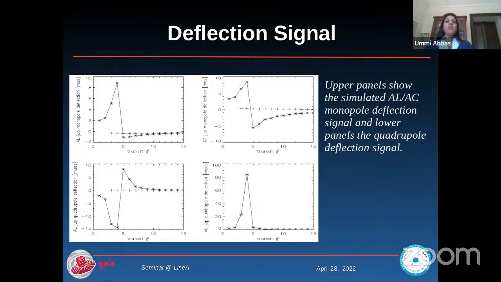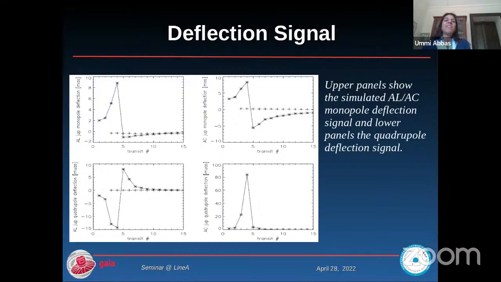The quadrupole deflection effect, which is shown in the lower two panels, is much smaller. That's only of the order of the microarc second level, and hence it is much more challenging. As shown here, in the along scan we would have to have a precision that is definitely 10 microarc seconds, for example.